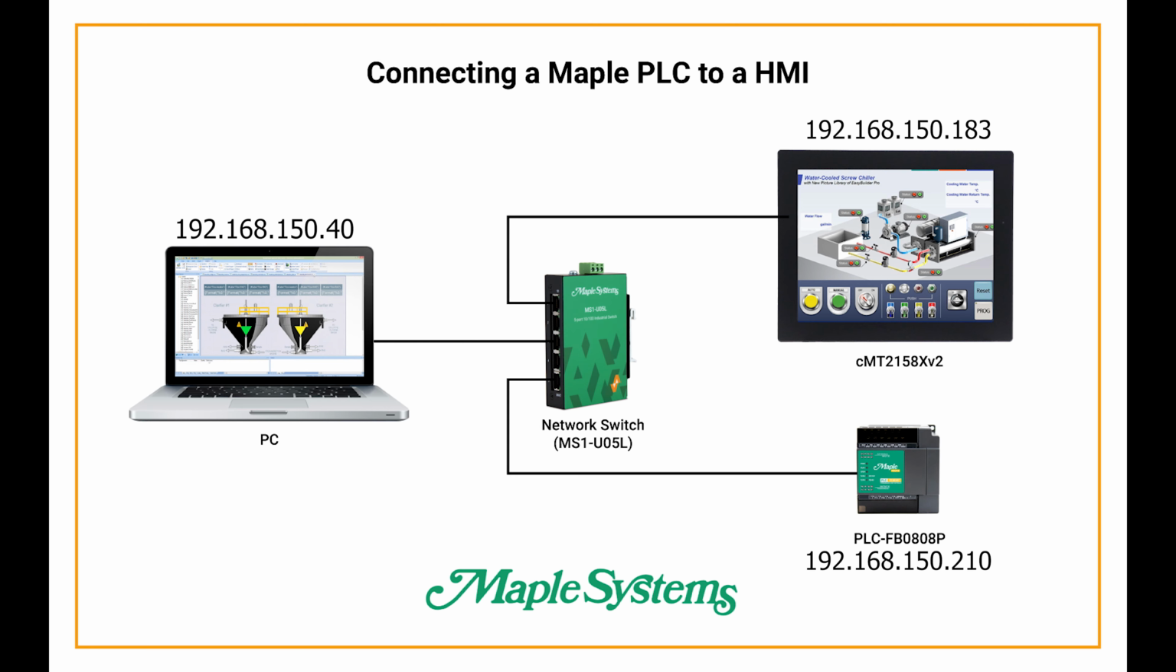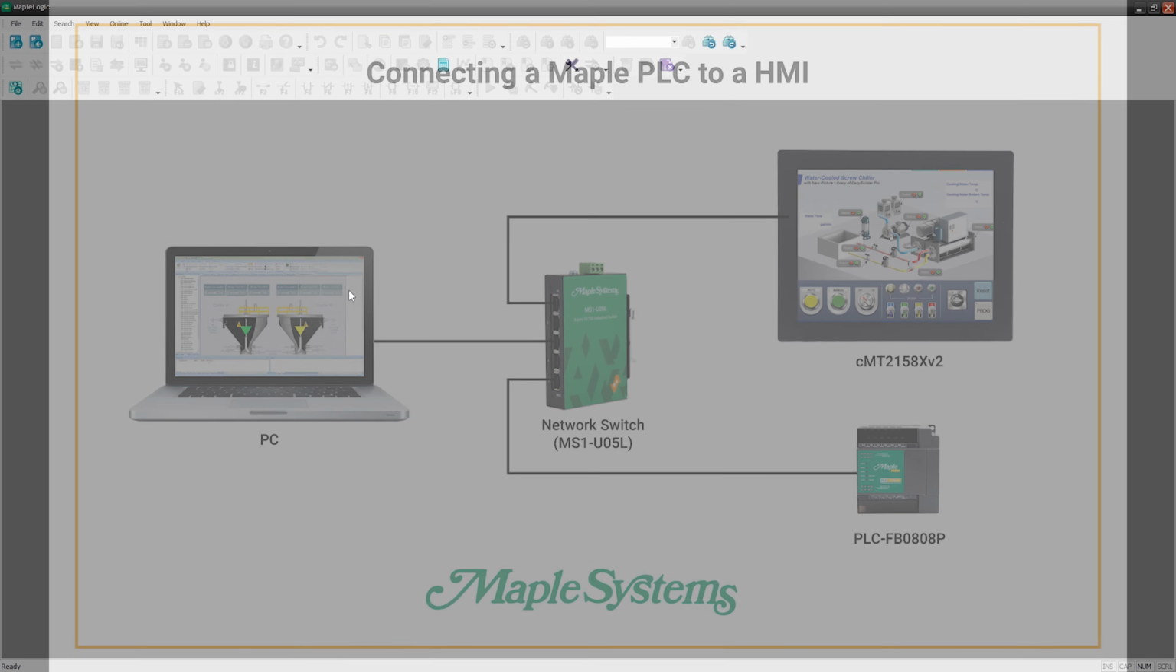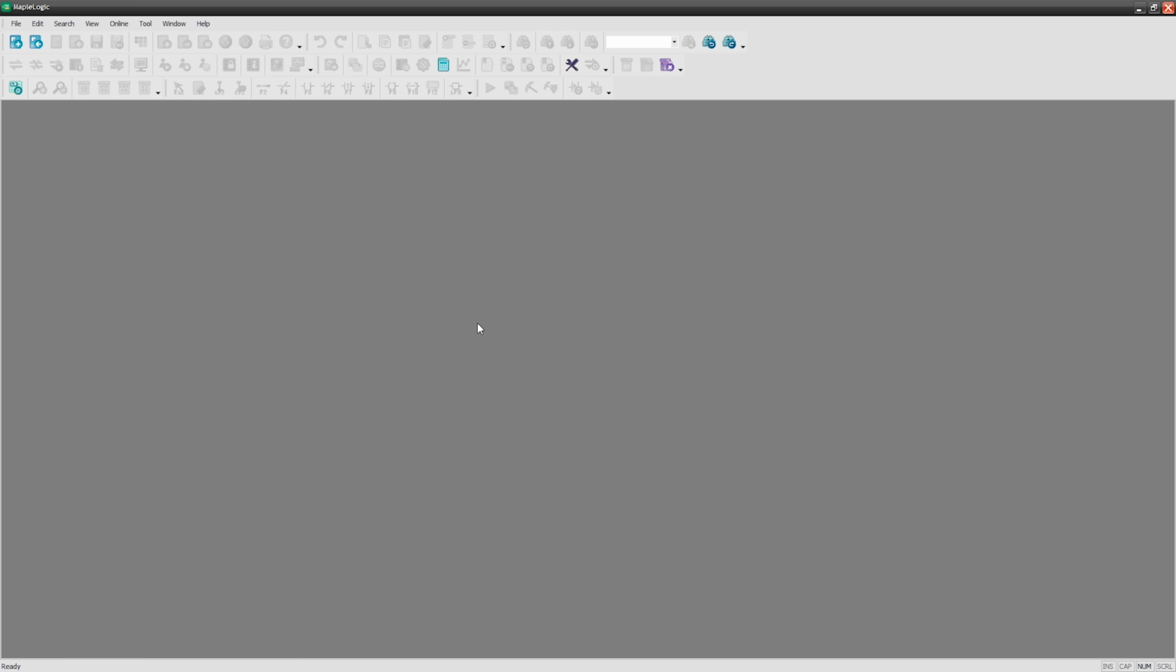When setting up your Ethernet network, you'll want to make sure that all of your devices are on the same subnet so they can recognize each other. In general, that means that the first 3 octets of every device's IP address are the same, and the 4th octet is different from each other. So now we'll start with the PLC configuration.